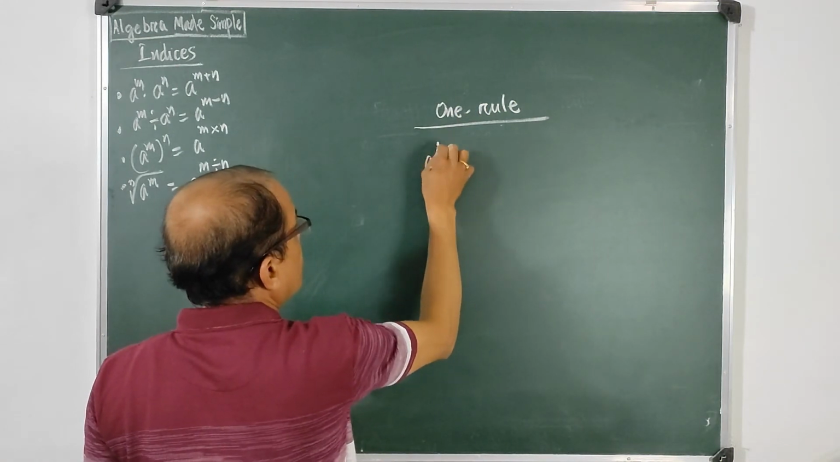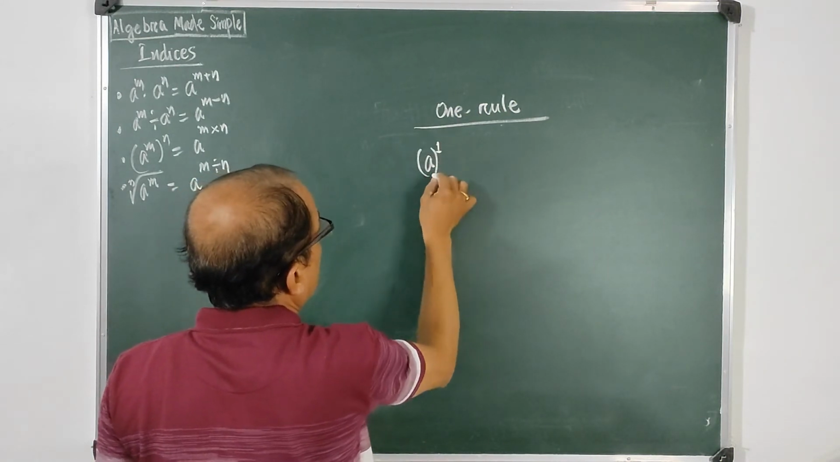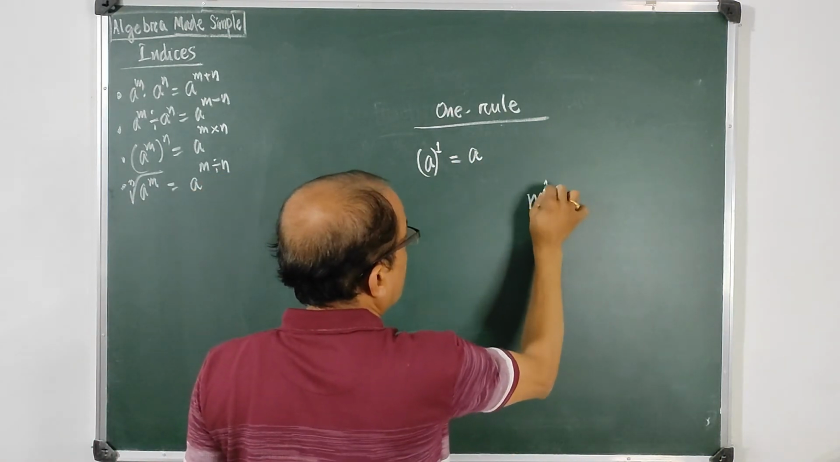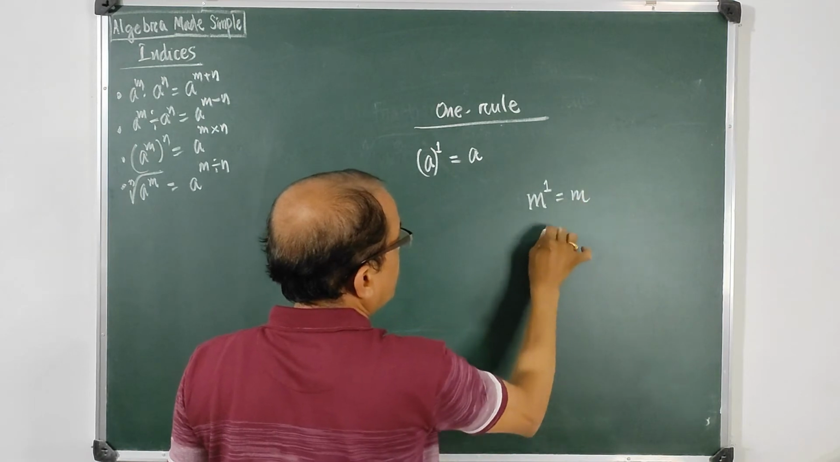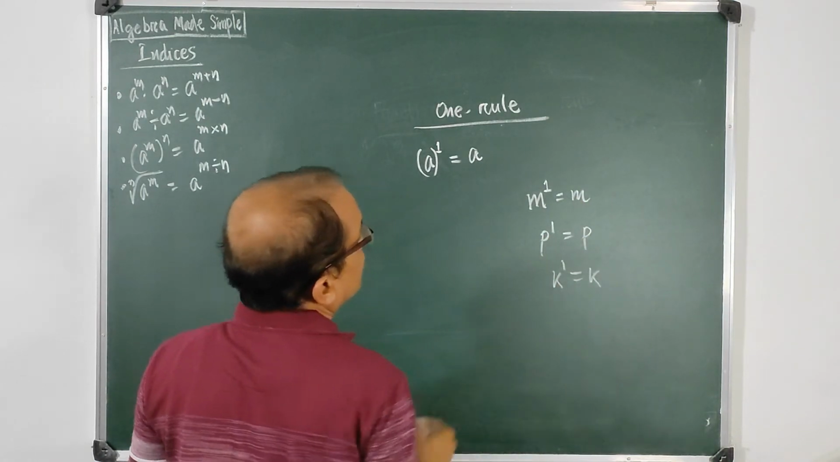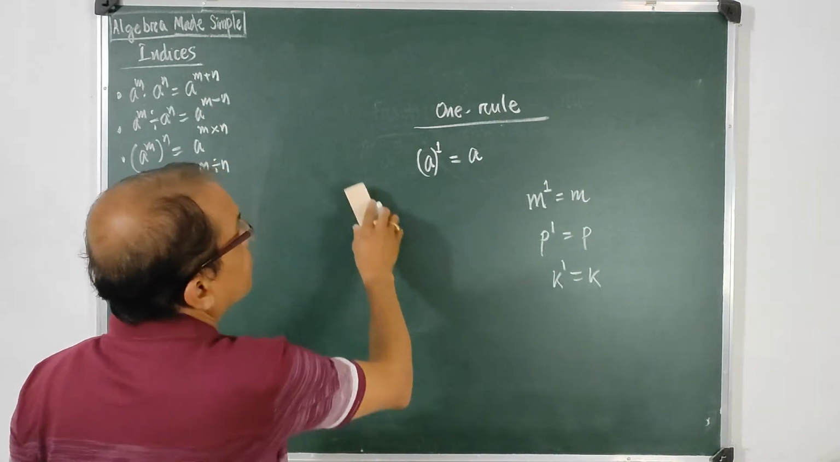Any number having an exponent 1 will be the same number, meaning m to the power 1 is m, p to the power 1 is p, k to the power 1 is k. We need not prove this one.